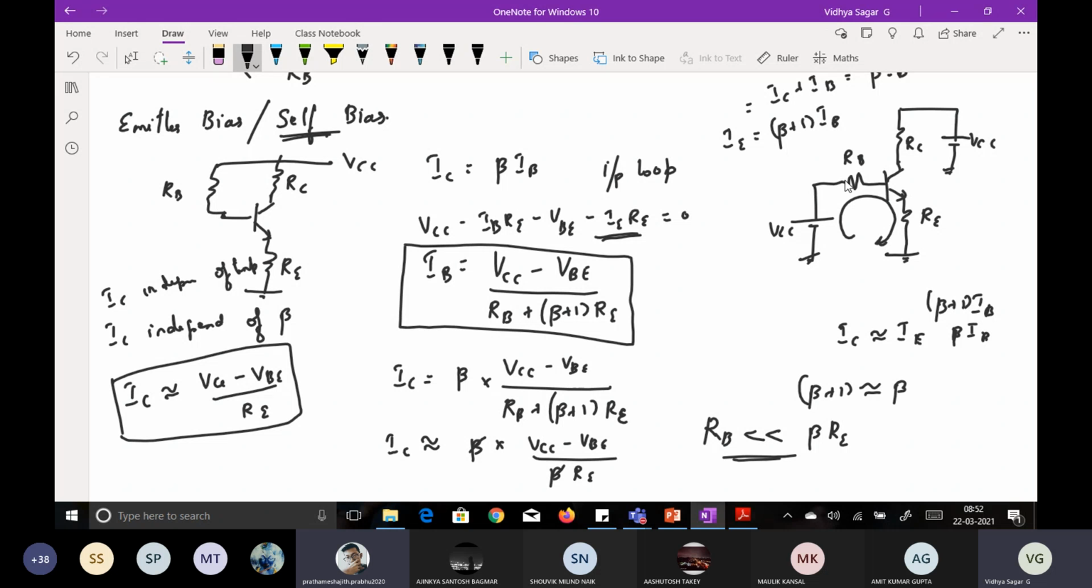Yes, sir. Can you just tell me how to reduce the RB resistor value? In the previous problem, what value did I give you for RB? 380K. Fine. So how to reduce a larger value? Any idea how to reduce a larger value? I need to have a smaller value. Sir, we can connect a resistor in parallel.